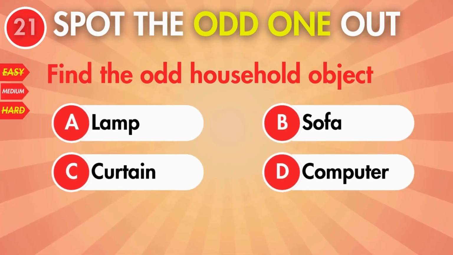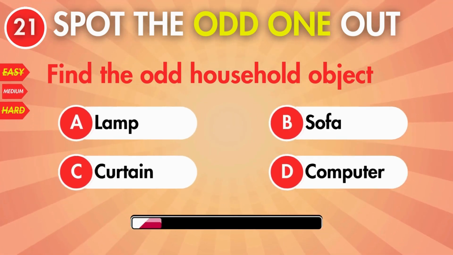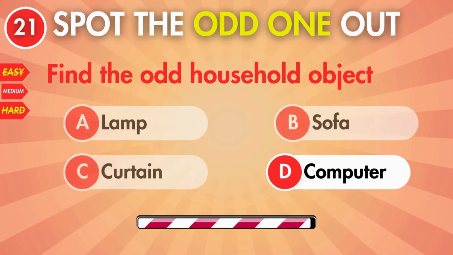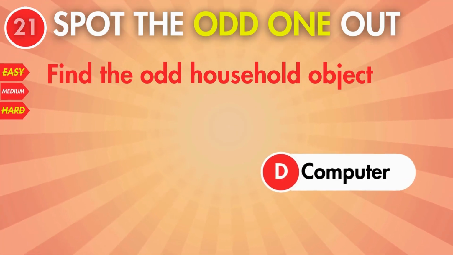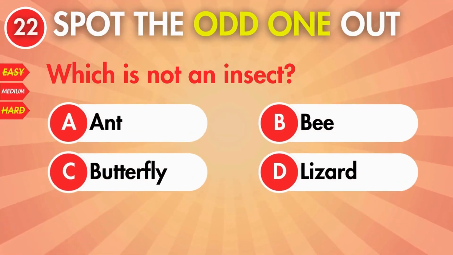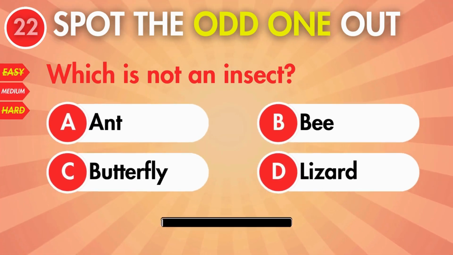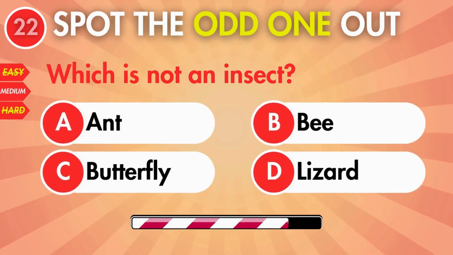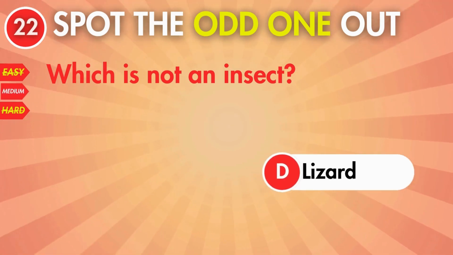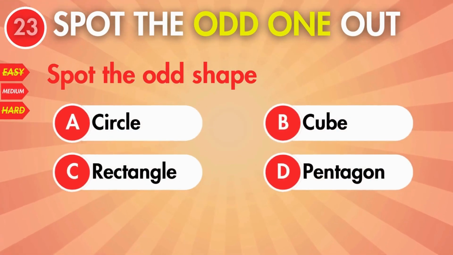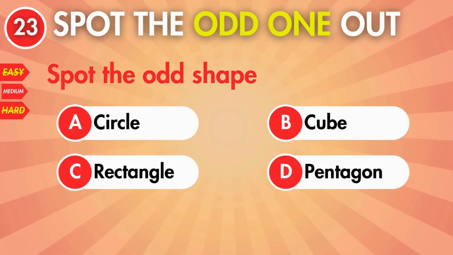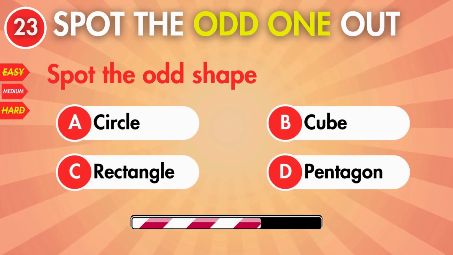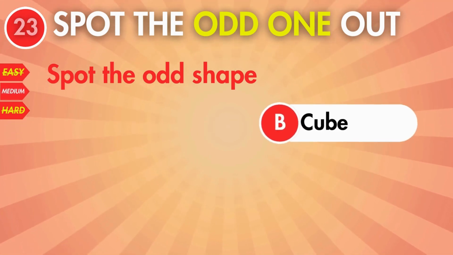Find the odd household object. Computer. Which is not an insect? Lizard. Spot the odd shape. Cube.